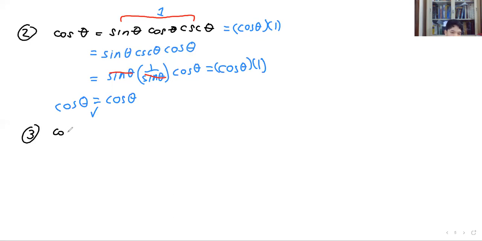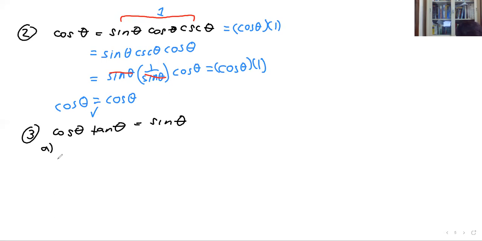Number 3: cosine theta times tangent theta is equal to sine theta. Is it equal to sine theta? Okay, there are probably two ways of doing this, so maybe I'll just separate them. For the first part, maybe some blank.